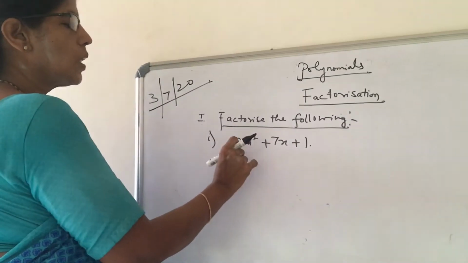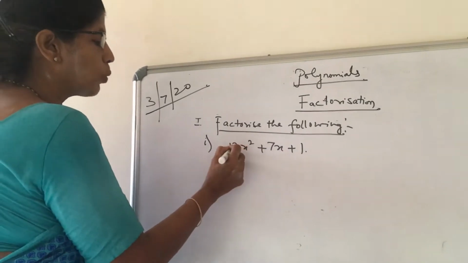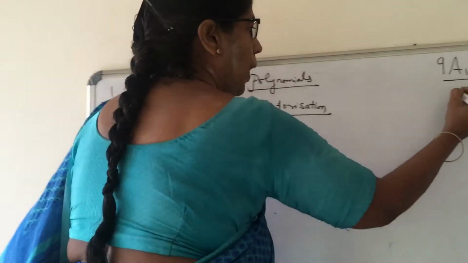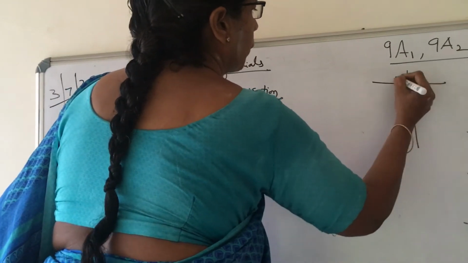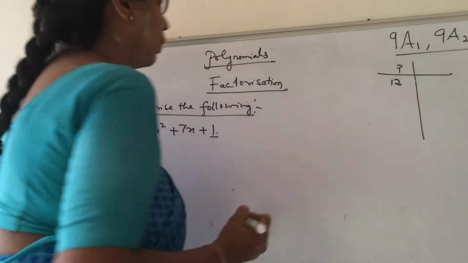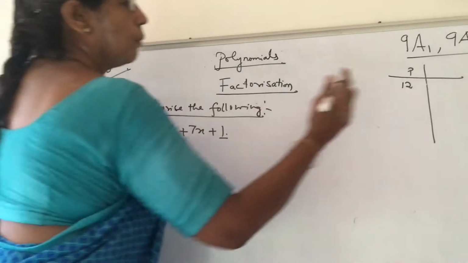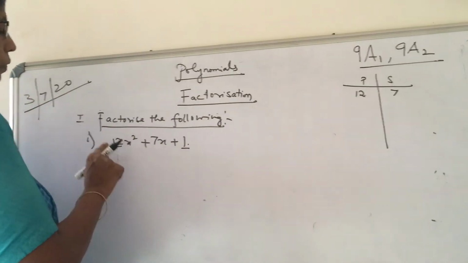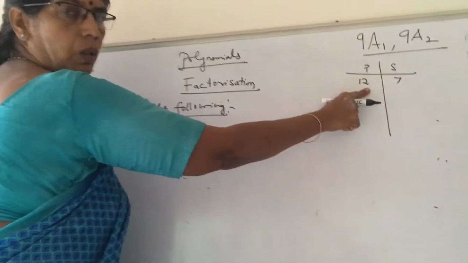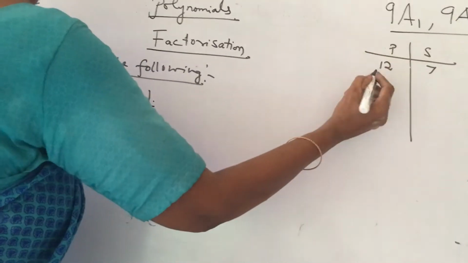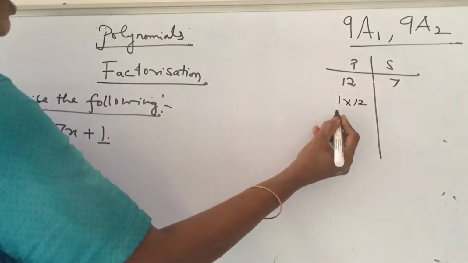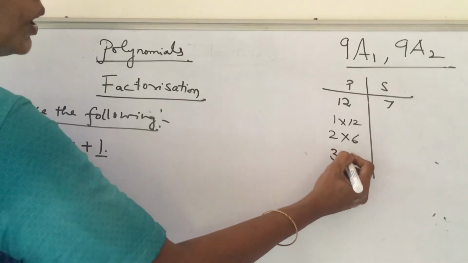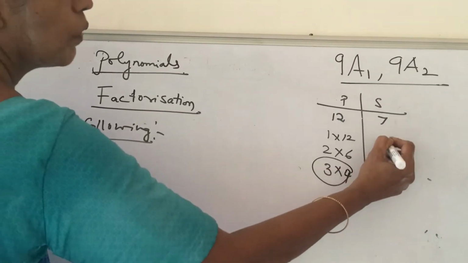The method is, children, the first term coefficient into the last term should be multiplied to get the product. 12 into 1, 12. And the middle term stands for the sum. And sum is 7. Write all the factors of 12. 1 into 12, go in increasing order. 2 into 6, 3 into 4. Which pair will give you 7?